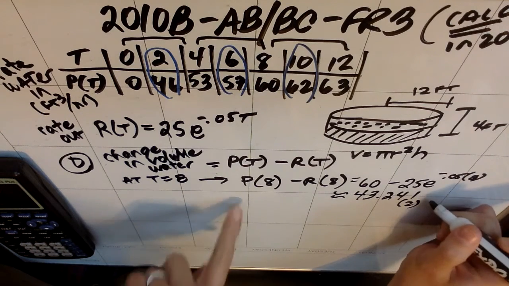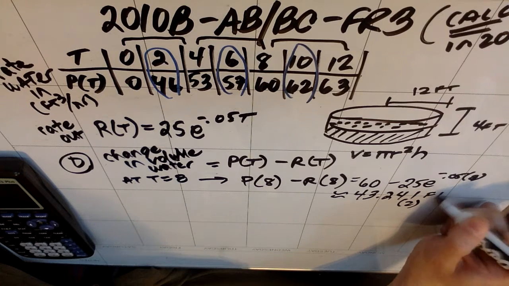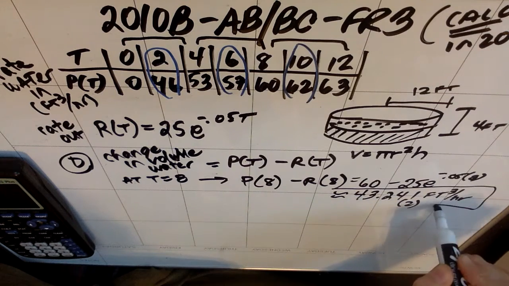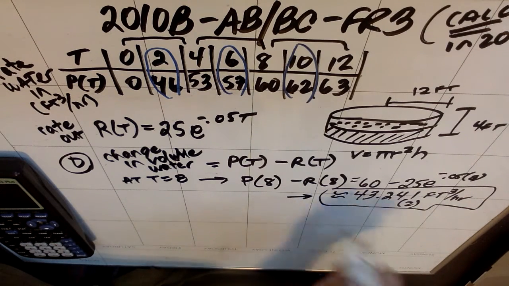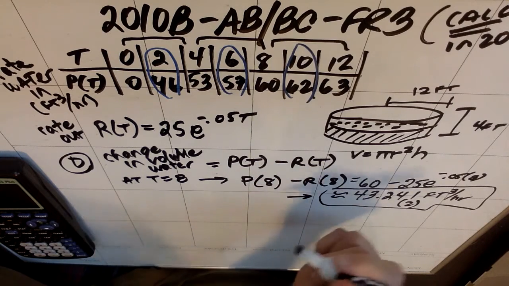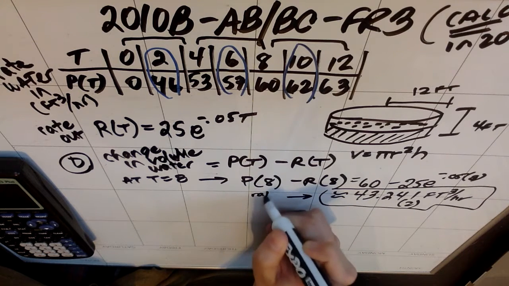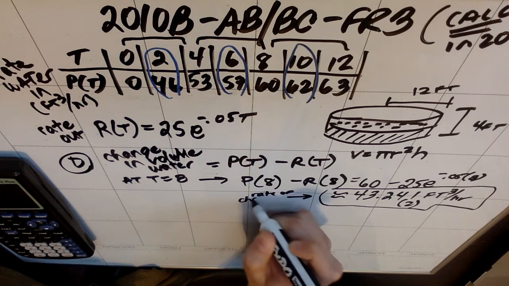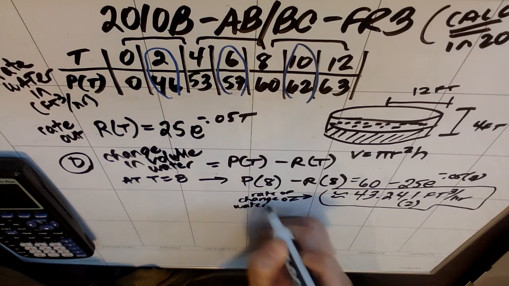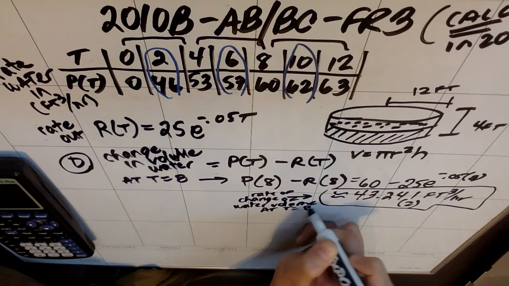And because it's the rate of change of volume with respect to time, that's the volume changing, that would be feet cubed per hour, right? So that's the first thing. This is the rate of change of the water volume at t equals 8. That's what they wanted me to find.